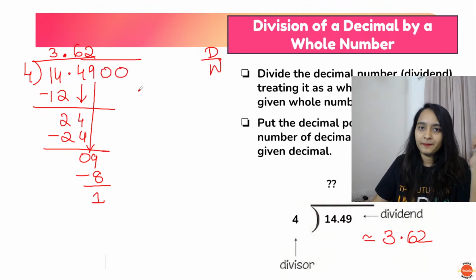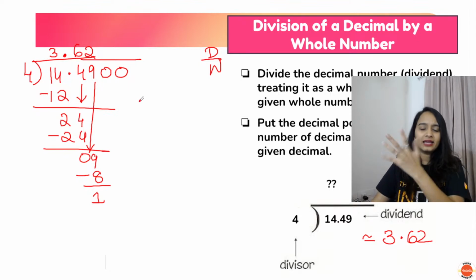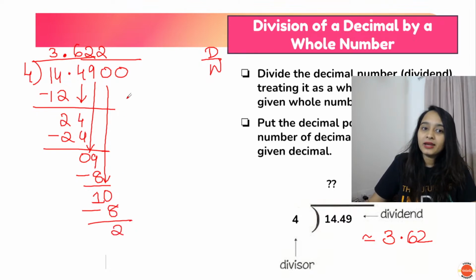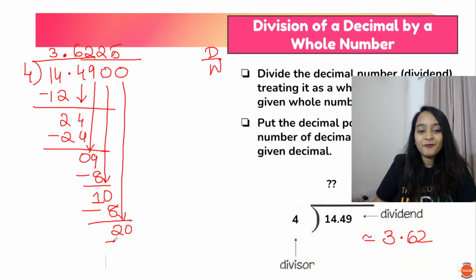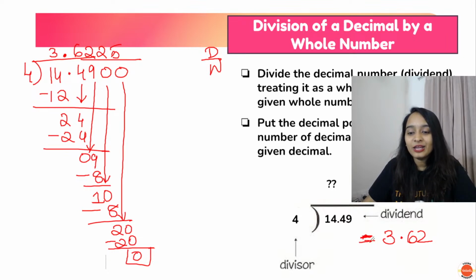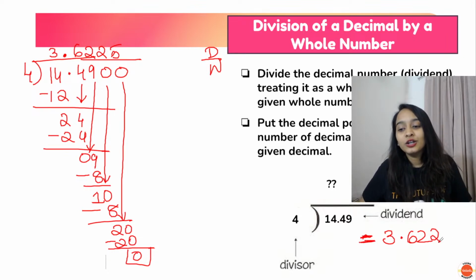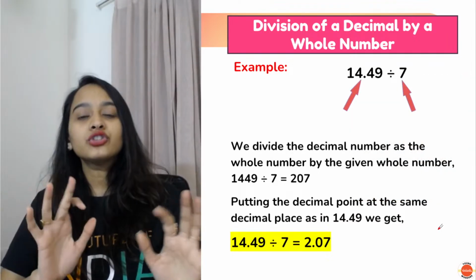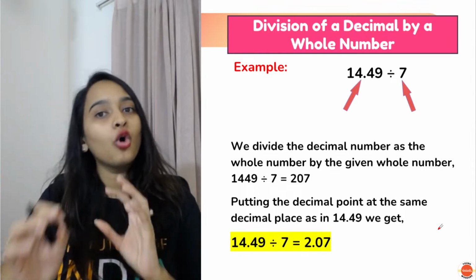Just add zeros here. You can add any number of zeros at the end. Right? The value will not change. So what will happen here? You bring down your 0. 4 into 2 will give you 8. And then 2 is the remainder. You bring down your 0. 4 into 5 will give you 20. Leaving the remainder 0. Understood? Now this is exactly equal to 3.6225. Okay?